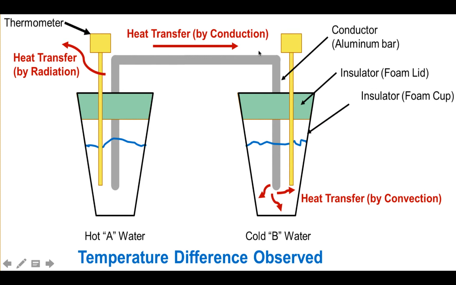We had a conductor, which was the aluminum bar, and an insulating foam lid and an insulating foam cup. And note, the heat was transferred because there was a temperature difference observed between the hot water cup and the cold water cup. They were at different temperatures.